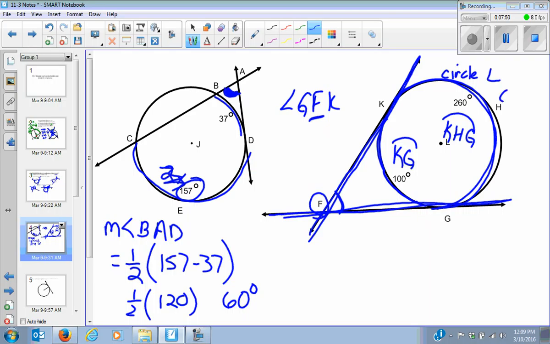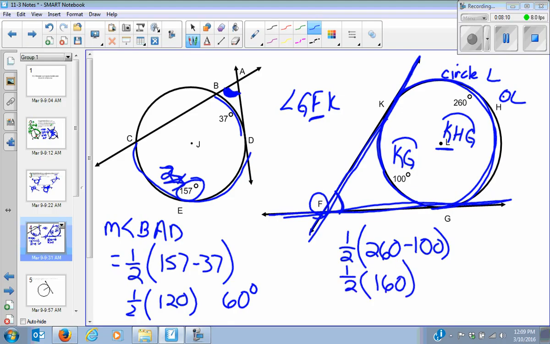And if I wanted to label the circle, this would be called circle L. Or you can do a little circle L. Remember, you name the circle by its center. Some of those things just to go over. So in this one, I would take 1/2 of 260 minus 100. And if I did that, I get 1/2 of 160, which would be 80 degrees. And that would be the measure of that angle right there.